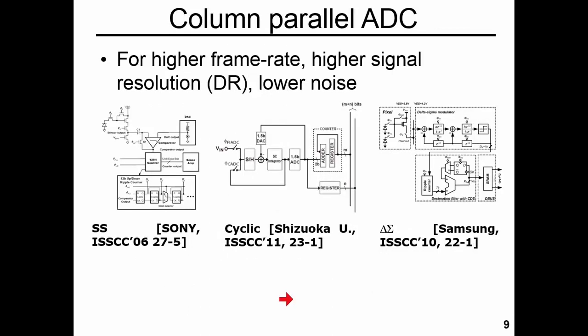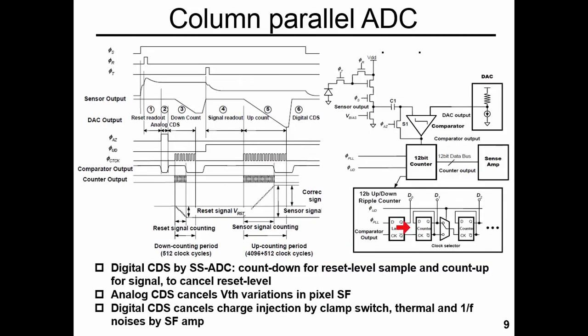One of the key technologies for realizing high performance CMOS image sensors is column parallel ADCs. There have been several proposals like using single slope type, cyclic type, or sigma delta type. So this is one example using single slope ADCs.